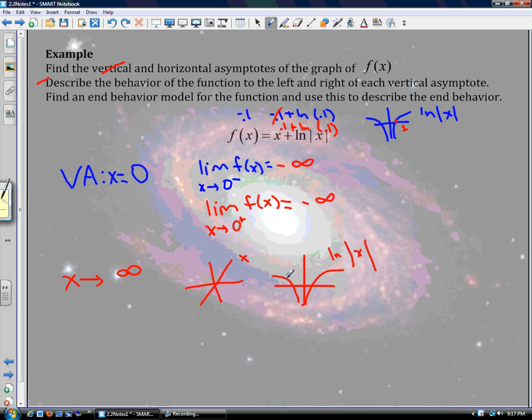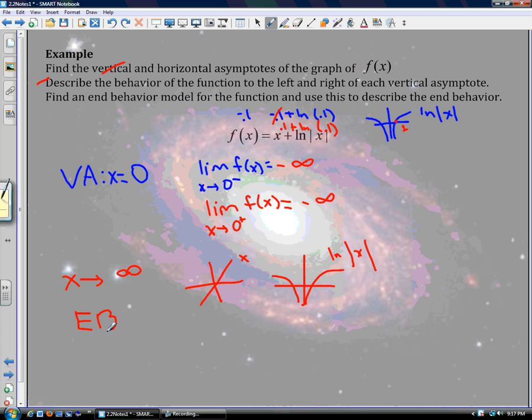Does it matter the fact that this is positive and this is negative? No, because this is a small positive number relative to this very large negative number. That one makes more of a difference, and when we add them together, we still get the large negative number, which is y equals x. And it's already negative for us because that's what the function is there. So, therefore, my end behavior model is the same at the left and to the right.